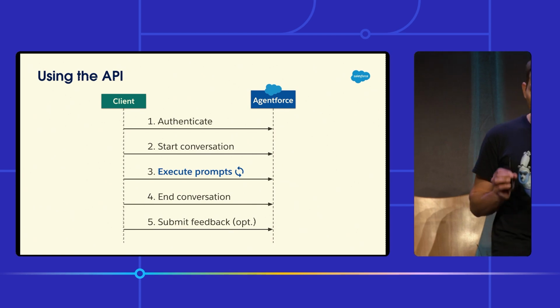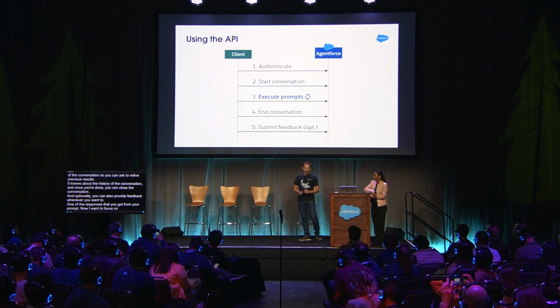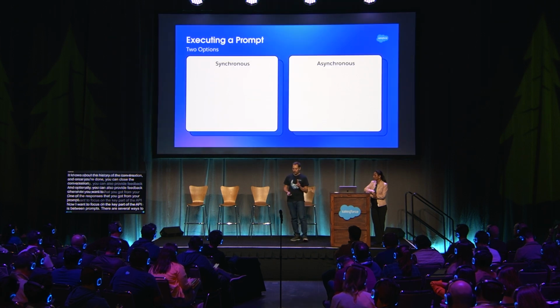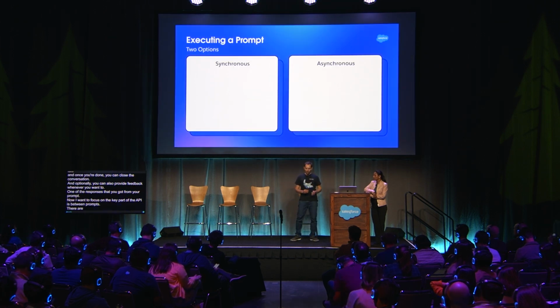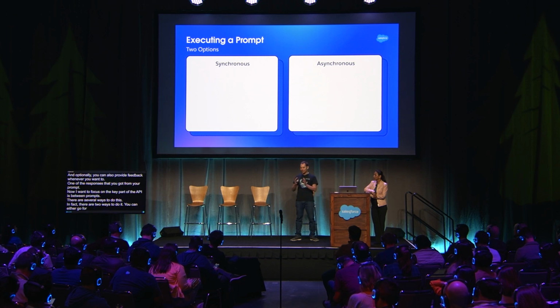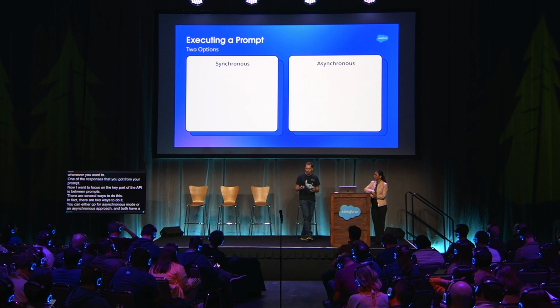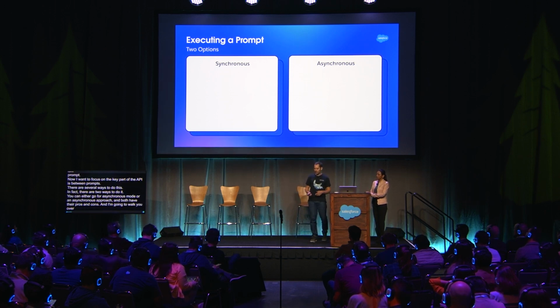Now, I want to focus on the key part of the API, executing prompts. There are several ways to do this. In fact, there are 2 ways to do it. You can either go for a synchronous mode or an asynchronous approach. And both have their pros and cons, and I'm going to walk you over the advantages of each.